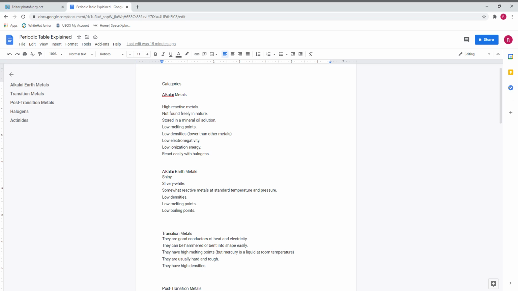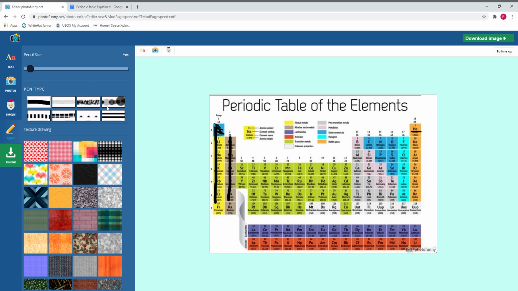Those metals are usually shiny, silvery white, somewhat reactive metals at standard temperature and pressure. They have low densities, low melting points, and low boiling points. The next one we'll be talking about are transition metals.